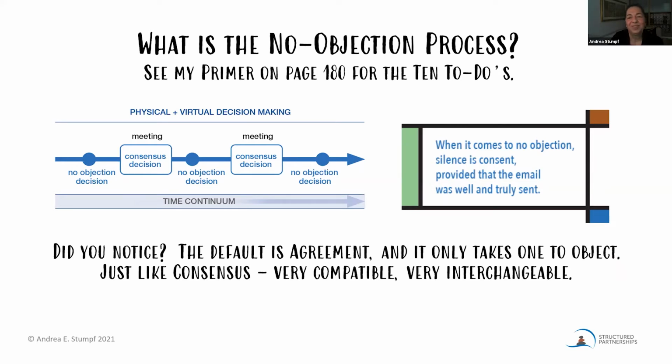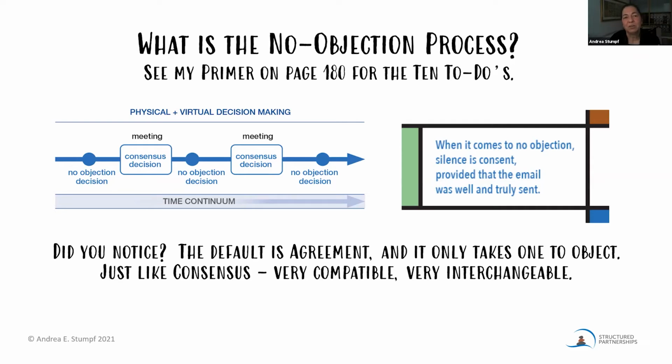So here's a thing that is really valuable to be aware of. If you notice, consensus and no objection decision-making have a default position, which is agreement. So by default, everyone is agreeing unless there is an objection. And it only takes one to object, but you're starting with this default. And that's very different from voting. When you're voting, there is no default position. You vote and you figure out what the answer is.